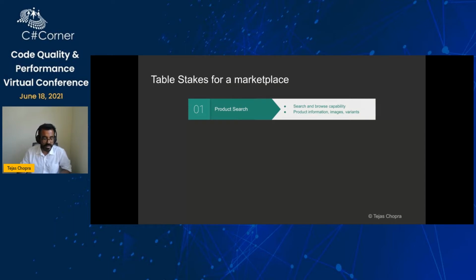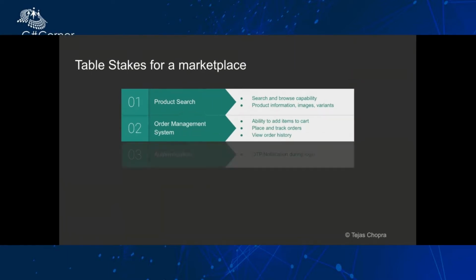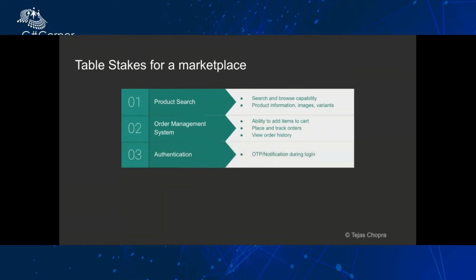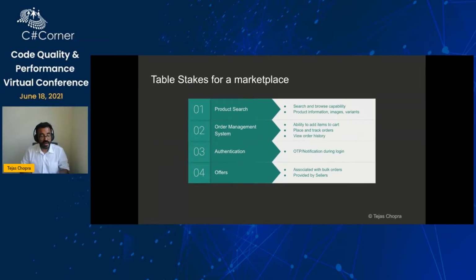They have different images and different variants of the products. Have an order management system that gives you an ability to add items to a cart, track your orders, and look at your history. Authentication when you log into the app, whether it is OTP or some other way of authenticating a user. Offers, which are associated with bulk orders, and they are provided by sellers. So that is again a feature that you will generally see in Amazons of the world.